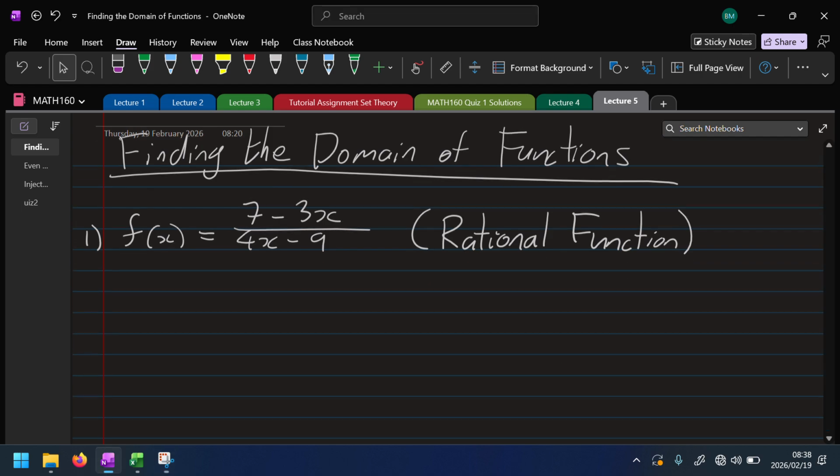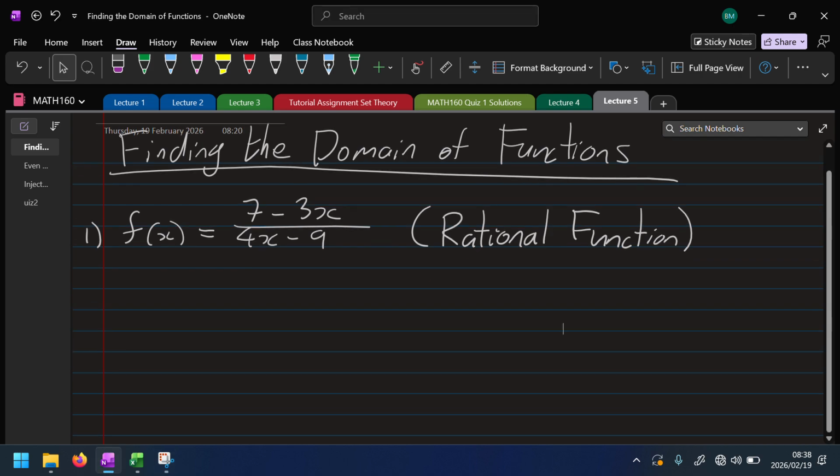Okay, so let's go through these 5 first. And again, the other 5 will be for homework. So we want to find the domain of these functions. We've got our first one here. It's a rational function. Remember from the list of elementary functions, we have a polynomial at the top, polynomial at the bottom. That makes it a rational function.